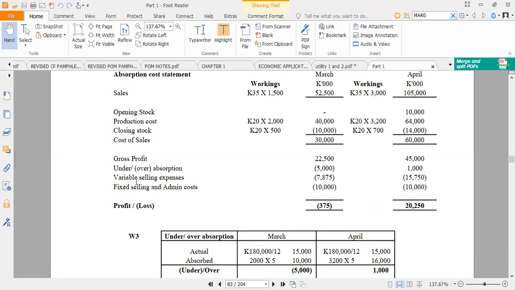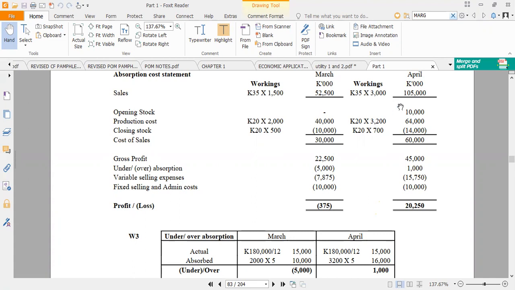Then we said also subtract the variable selling expense. Variable selling expense is 15% of the sales figure for March, which is 15% of 52,500, giving us 7,875. And then fixed selling and administrative cost of 10,000. Subtracting these from the 22,500 gross profit, we have a profit or loss of negative 375. All right. So this is it on the absorption costing for the month of March.